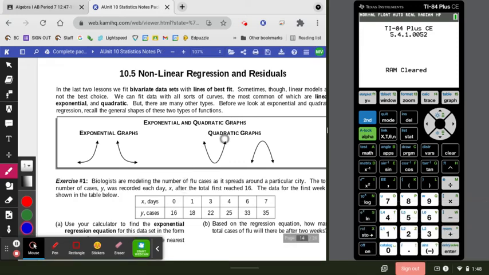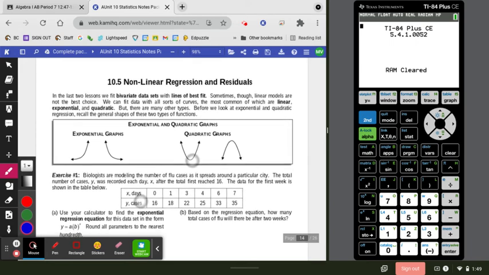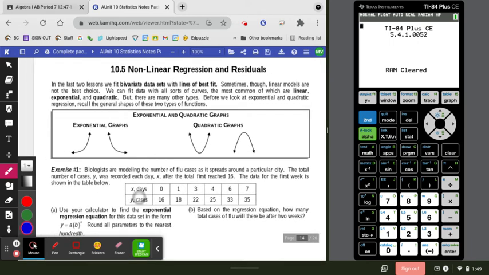Hello, everyone. Today we are going to talk about nonlinear regression and residuals. In the last two lessons, we fit bivariate data, so two variable data, with lines of best fit. Sometimes the linear model is not always the best choice. We can fit data with all sorts of curves. The most common are linear, exponential, and quadratic, but there are many other types.